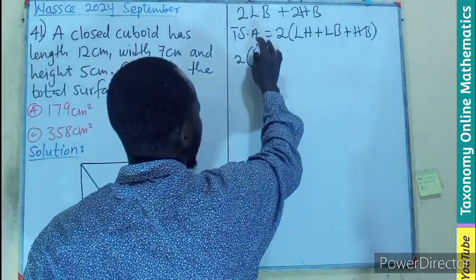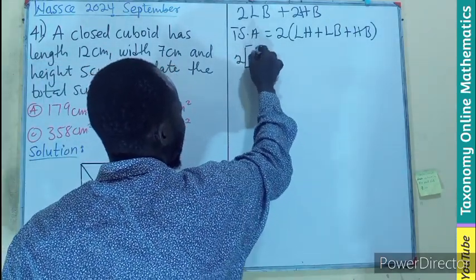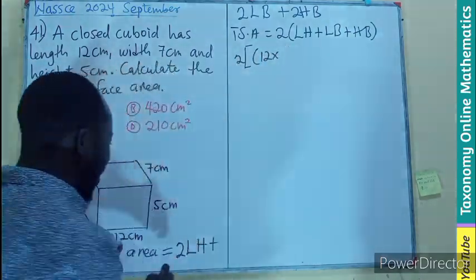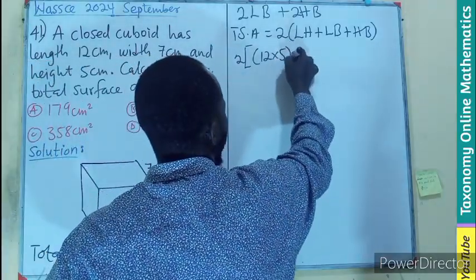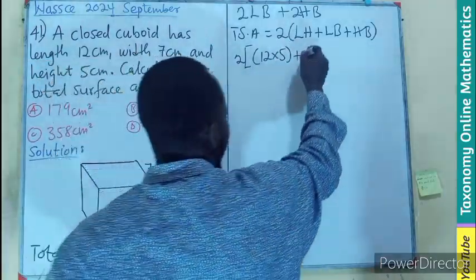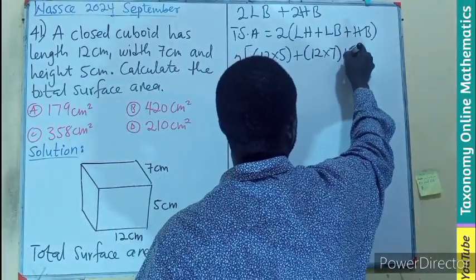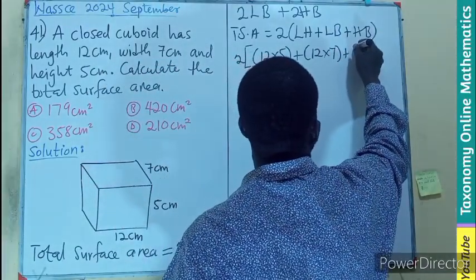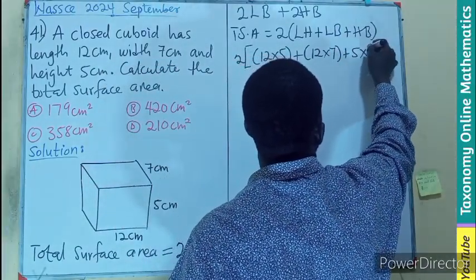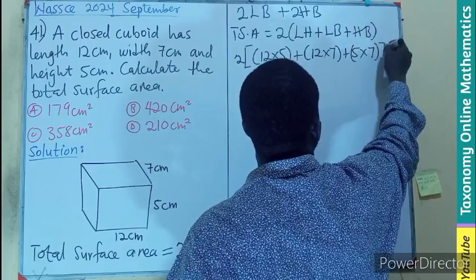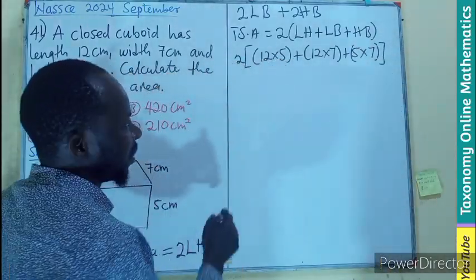So we get those substitution of which the values will represent, meaning 2 into bracket the length, which is 12. Let's bring this. So 12 times the height, which is 5, plus the length still remains 12. The breadth is 7. The height is 5. The breadth is what? 7. So let's do the multiplication and see.